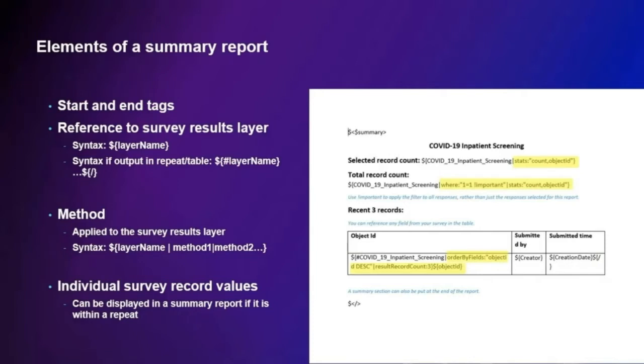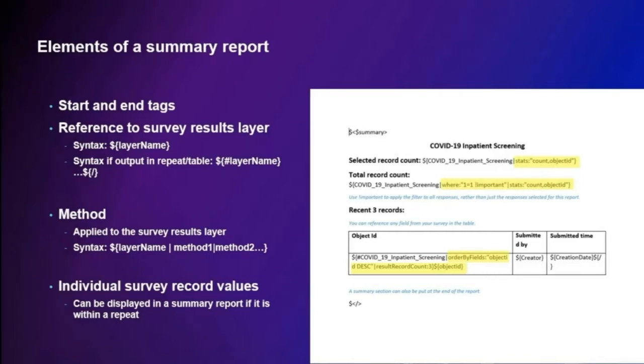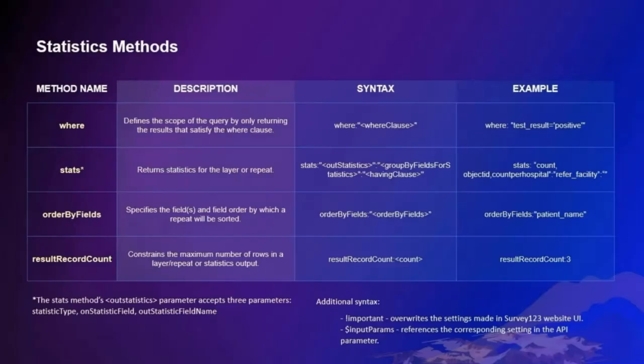Methods can also be applied to layers to form an expression that queries a layer, generates statistics, or otherwise alters how it is displayed. In this example, you can also see that it is possible to show individual record response values by placing a question name within a repeat.